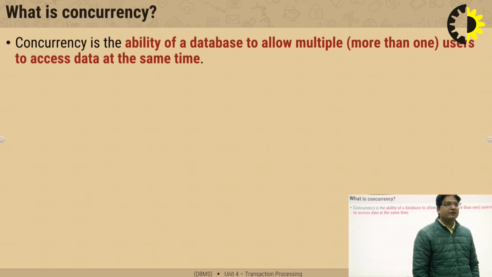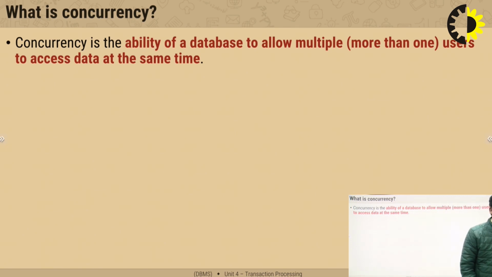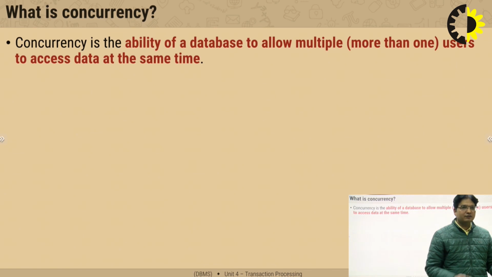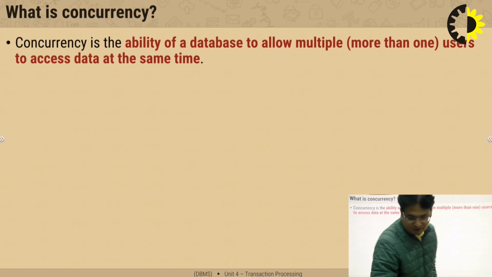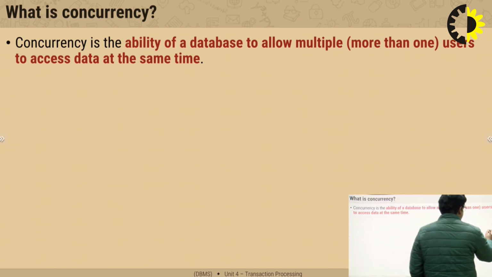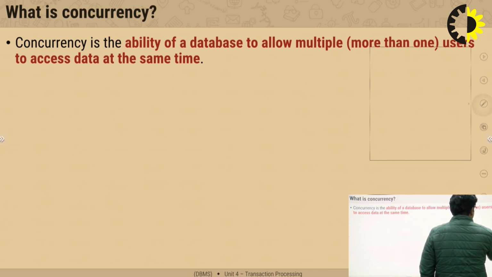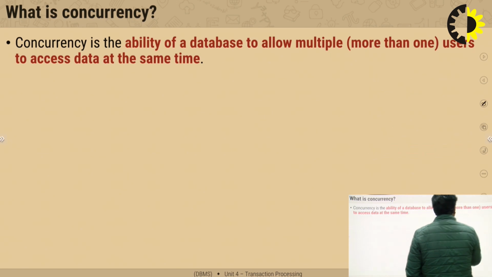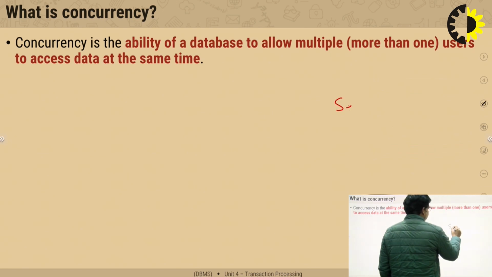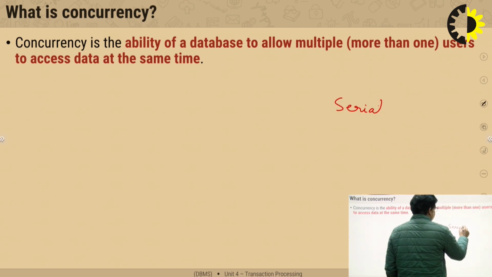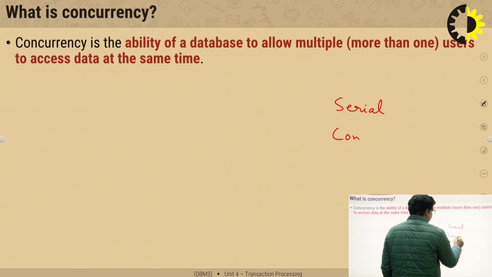Well, concurrency is the ability of any database to allow more than one user to access the data at the same moment of time. See, in database, there are two types of execution. First type is serial, and second is concurrent.